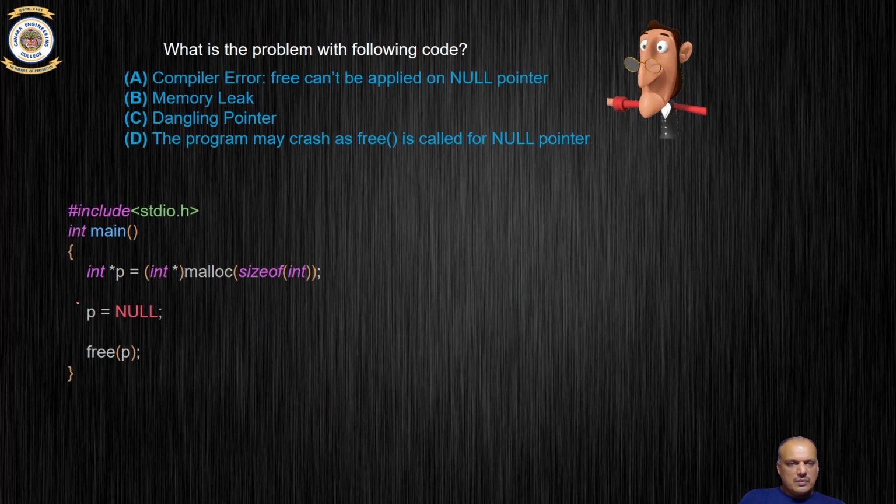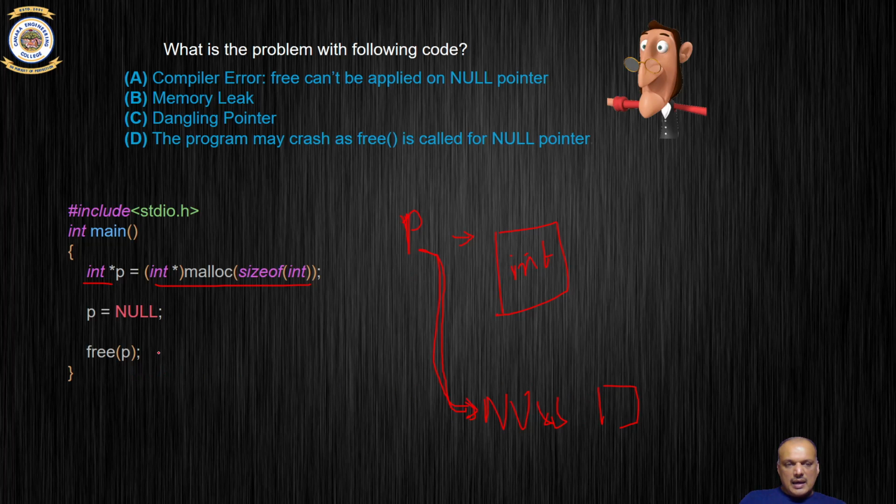What is the problem with this code? I've declared a pointer and initialized it to memory in the heap. The size of memory is sizeof(int), so it can hold an integer variable, and p is the pointer pointing to this in the heap. Then I say p is equal to NULL, and then I'm calling free p. So free is basically pointing towards NULL, and then I'm telling free that space.